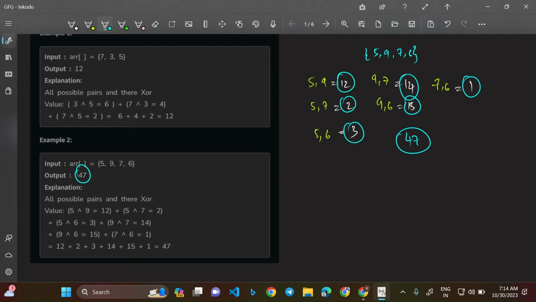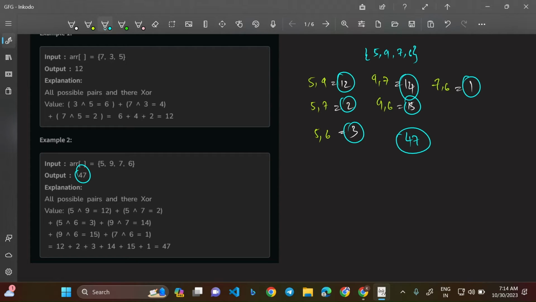You can even evaluate in a similar fashion for the first test case. It's nothing that we are doing something logical or special. It's a pretty straightforward thing, applying the basic concepts of XOR and evaluating the sum of each pair and then adding them to the final answer. Great. So this is what we are doing, the basic naive approach.